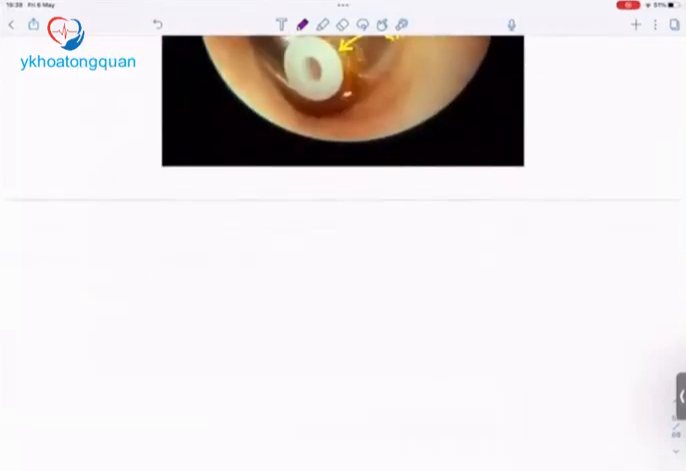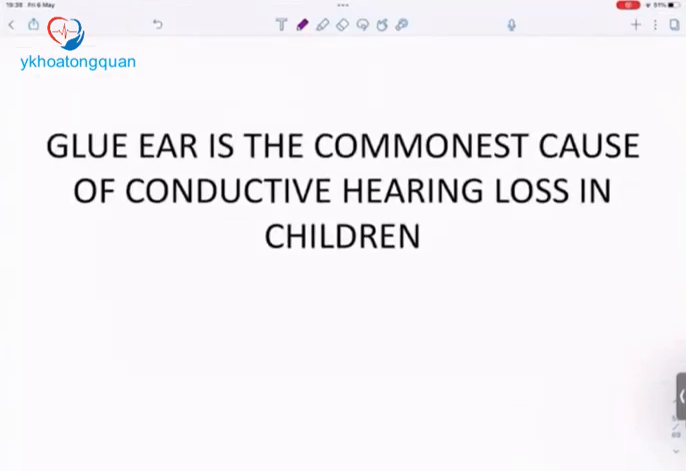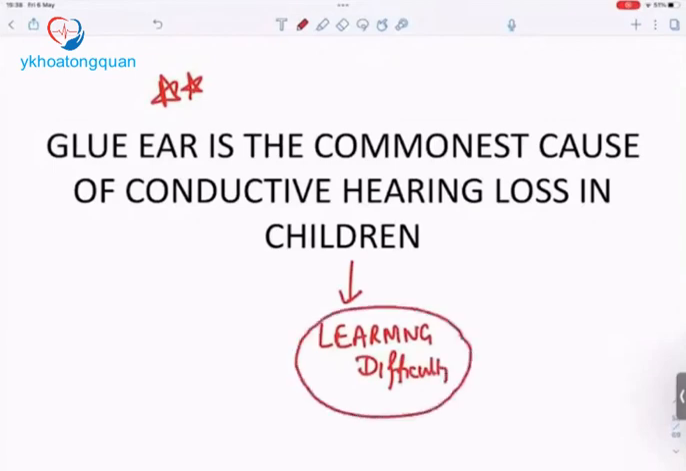Now, certain take-home messages, important messages of the day. Glue ear is the commonest cause of conductive hearing loss in children. This will lead to learning difficulty. This is a treatable disease.